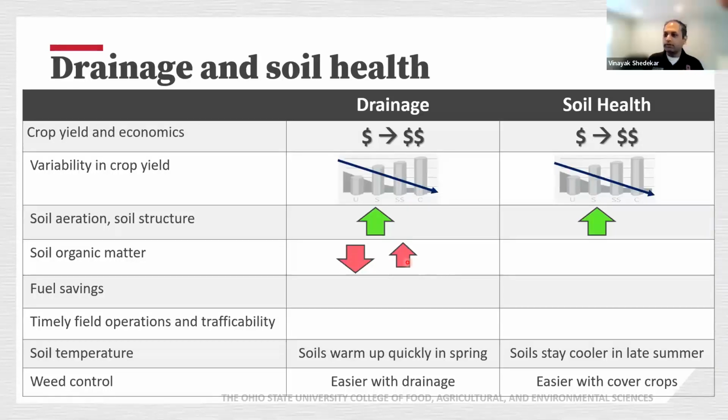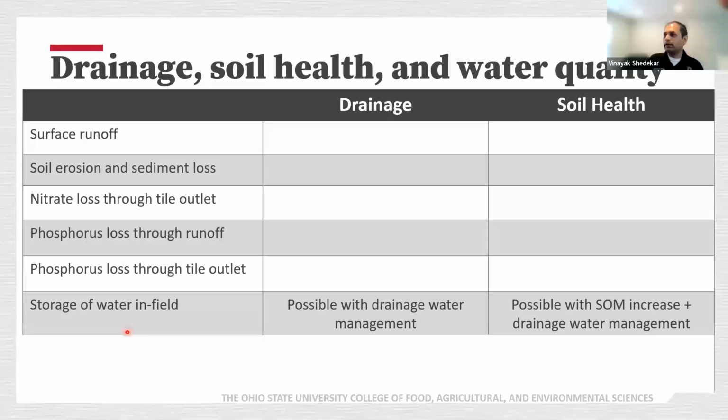But over time, there is a potential for you to be able to build organic matter even in deeper depths if you have drainage. Soil health, it's a no-brainer. We know that it does build organic matter. Both of these tend to have been indicated to save fuel and provide trafficable conditions in the spring and fall.